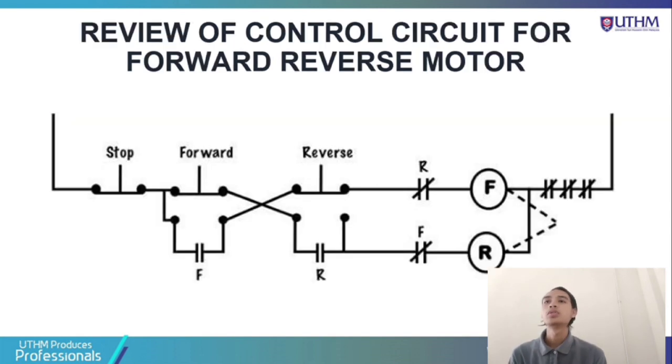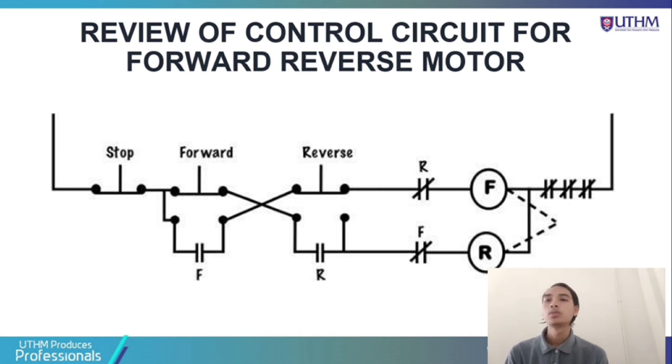Next is the review of control circuit for forward reverse motor. For the control circuit, we use 3 push buttons, which are the stop button, forward button and reverse button. And we have 2 contactors, which are the forward contactor and reverse contactor. When we push the forward button, the forward contactor will be energized and the contact for the forward contactor will change condition. If the contact is normally closed, it will change to normally open, and if the contact is normally open, it will change to normally closed.